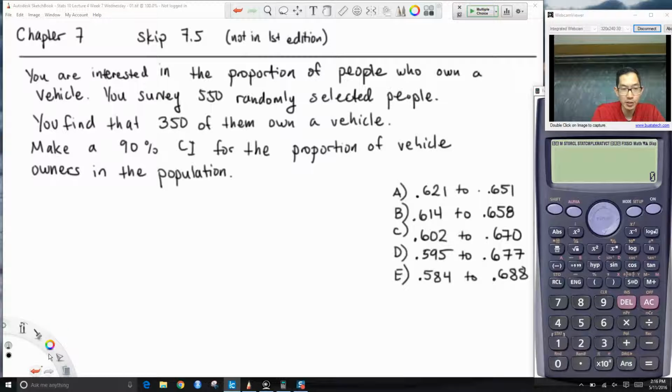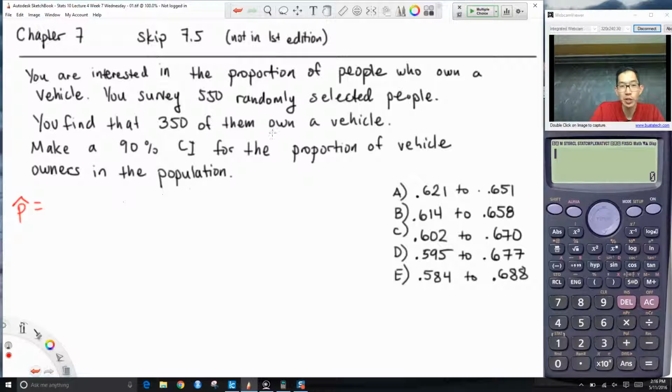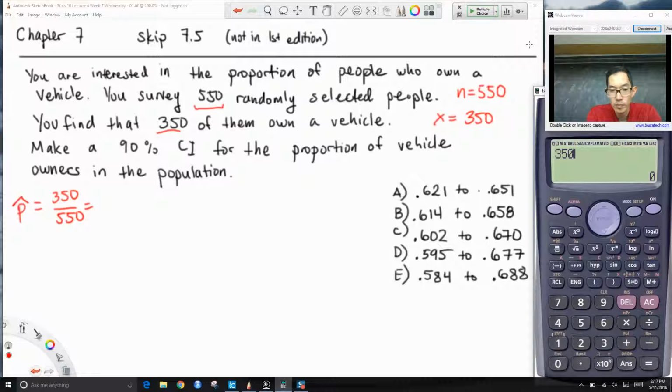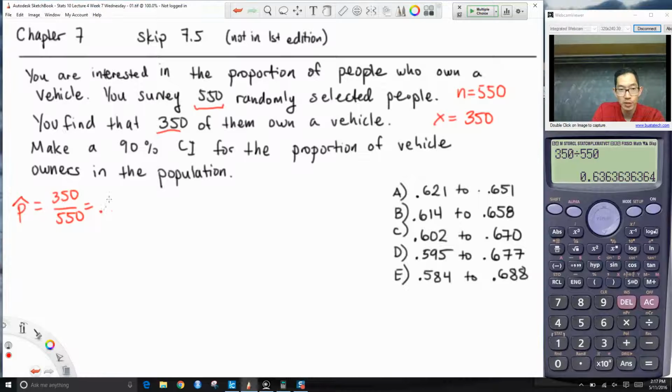Okay, so to solve this, we would have to figure out our sample proportion, okay? So as we go through, it says we've selected 550 random people. So n, our sample size is 550, and 350 of them own a vehicle. So the number of successes we have is 350. Our p hat is 350 divided by 550. And we get 0.63636, or I'll just round off to 0.6364.